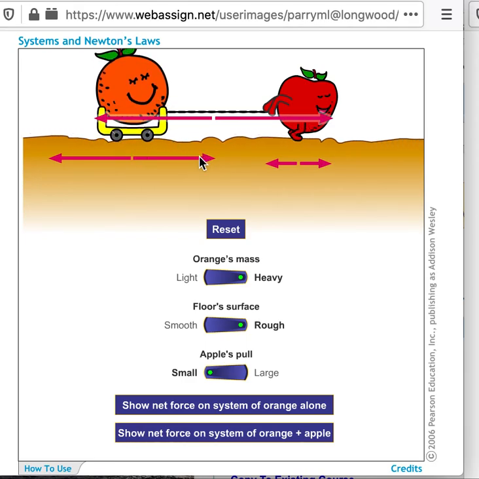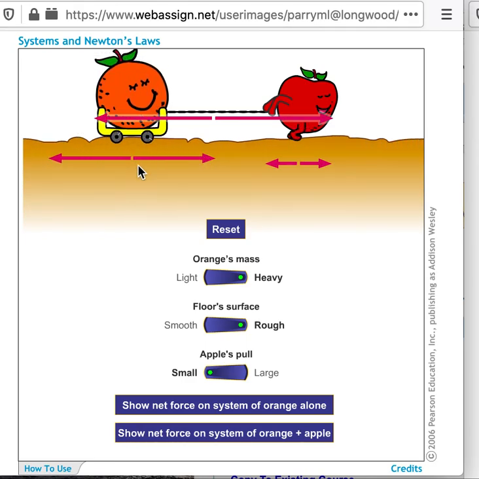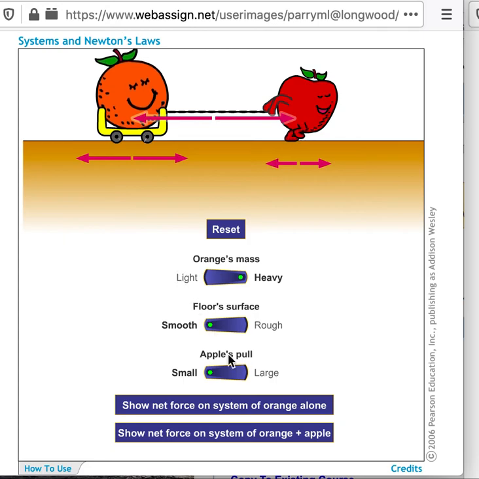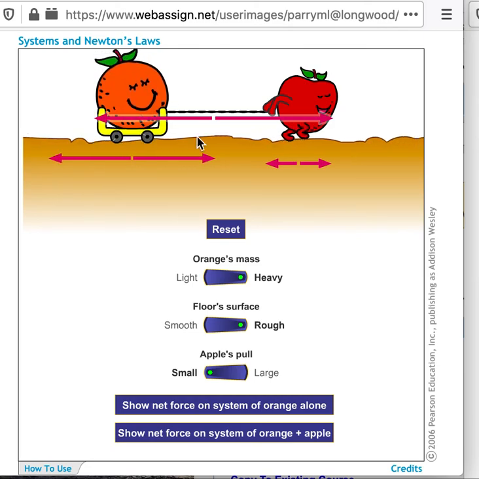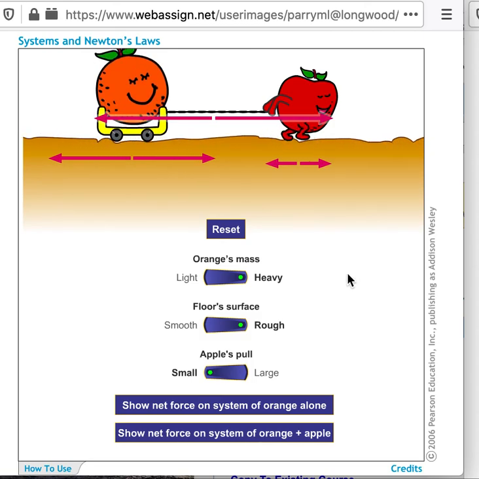We also notice that the ground forces have also increased in terms of the orange here. So if I go back and the surface is smooth, the orange is exerting a force on the ground, and the ground is exerting a force back on the orange, and those are the interactions down here. If the surface is rough, then that force from the ground has increased, and that's basically friction, which has increased due to the fact that the surfaces are more rough.